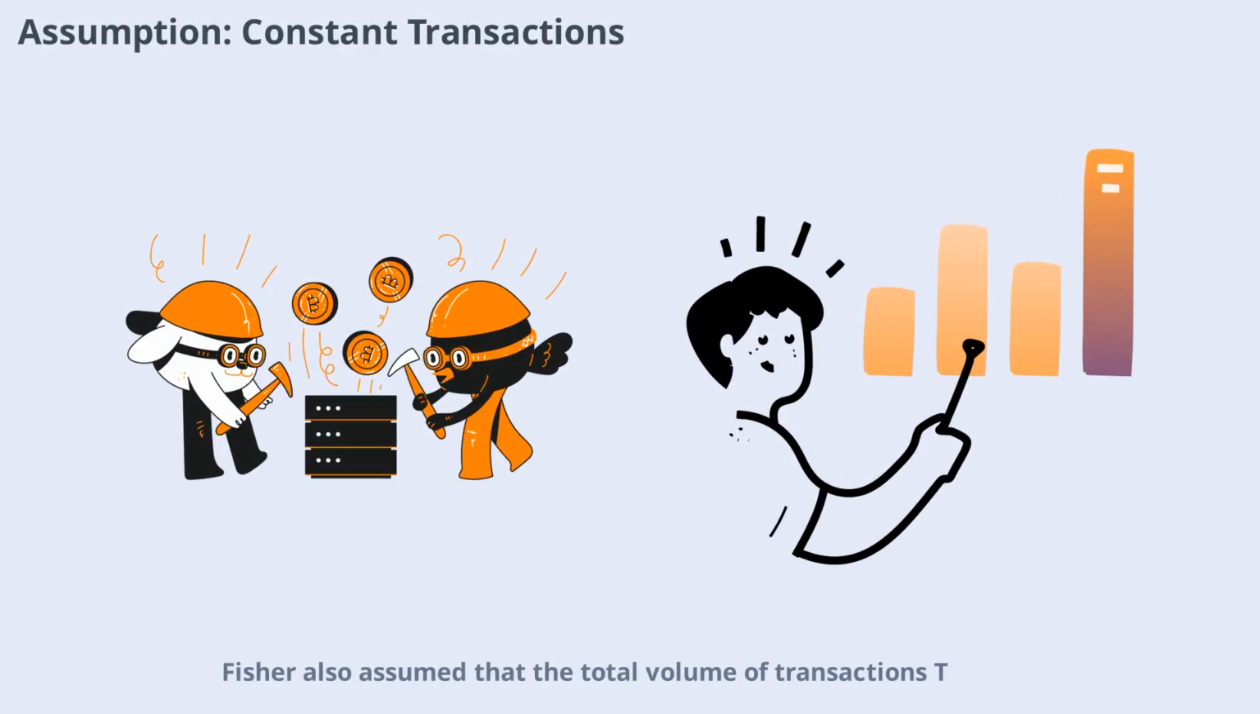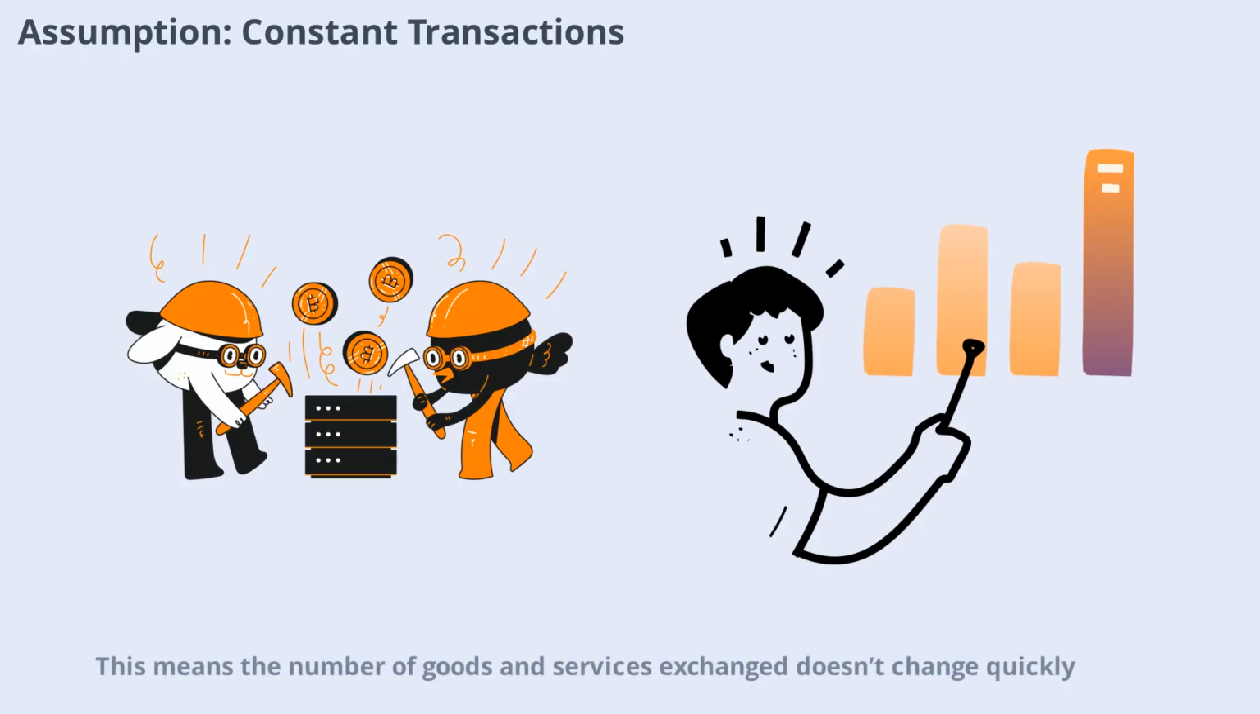Fisher also assumed that the total volume of transactions, T, remains constant in the short run. This means the number of goods and services exchanged doesn't change quickly. By keeping T constant, the theory isolates the impact of money supply changes on price levels, rather than on the quantity of goods produced or sold.